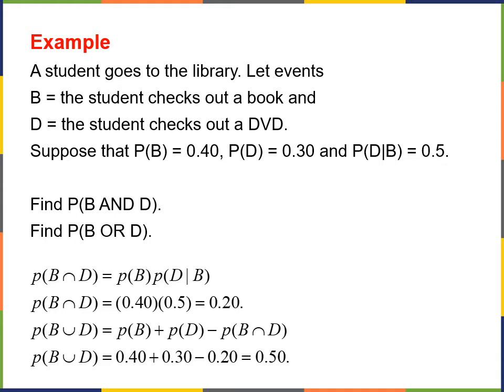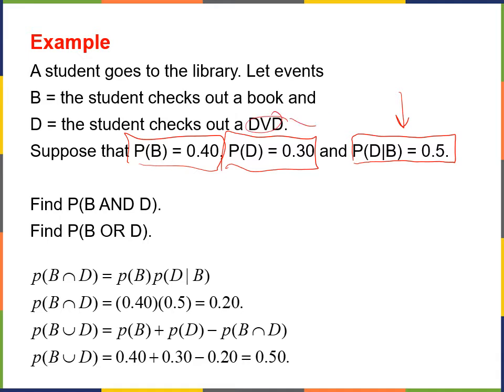Here's another one. A student goes to the library. B, the student checks out a book. D, the student checks out a DVD. So the probability that the student checks out a book is 0.4. Probability the student checks out a DVD, 0.3. The probability that the student checks out a DVD, given that they also got a book already, is 0.5. So this is a conditional one. Again, they got the DVD, given that they already got a book. That's 0.5. Where did they come up with these numbers? They're just made up. Okay.